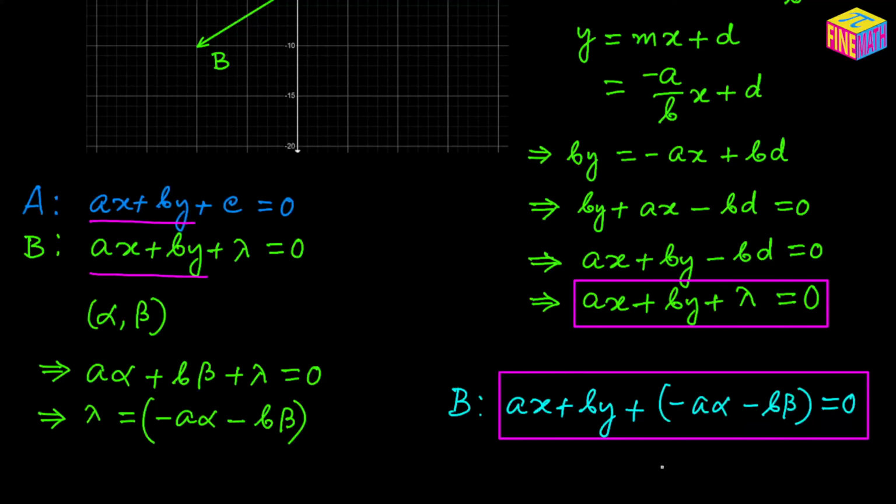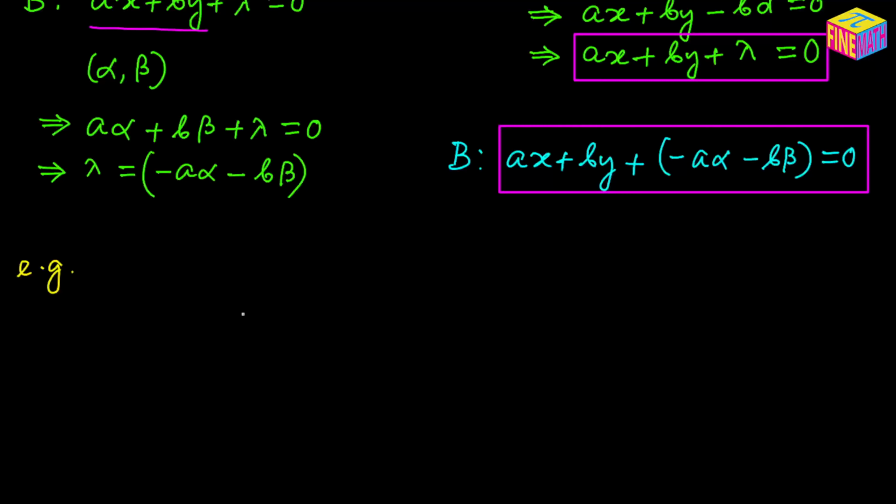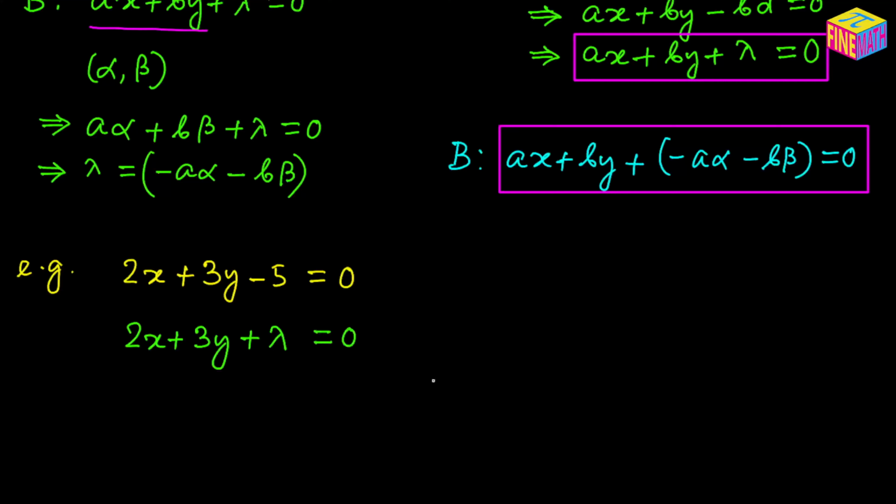Now let's take an example. Suppose we have been given the equation of a straight line which is, let's say, 2 times x plus 3 times y minus 5 is equal to 0, and we have to find the equation of another straight line which will be parallel to this straight line. Well, then that equation will be 2 times x plus 3 times y plus some variable lambda is equal to 0. That will be the equation of the straight line. Now, if we are also given the information that the new straight line would pass through the point 4, 5, for example, then can we find the equation of the new straight line?